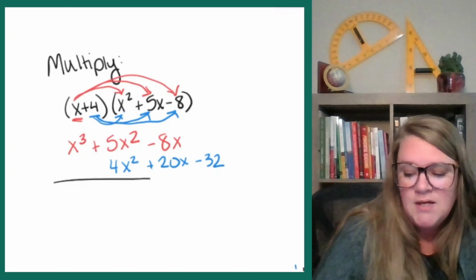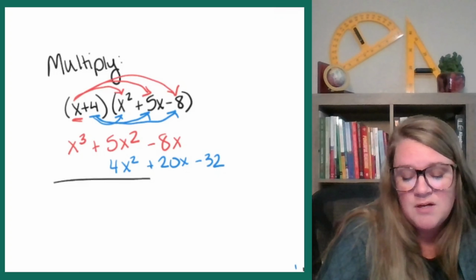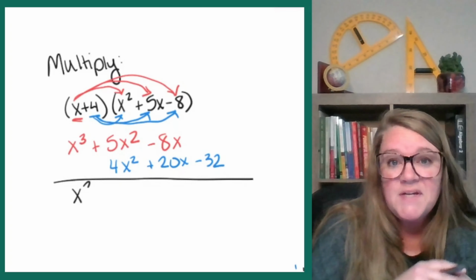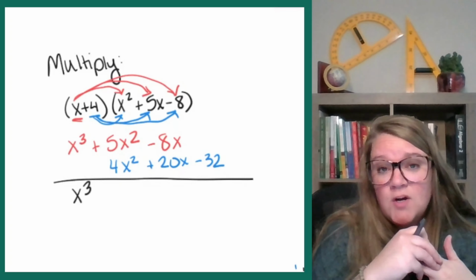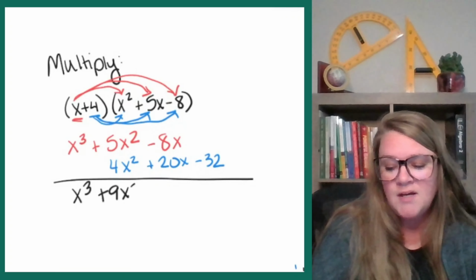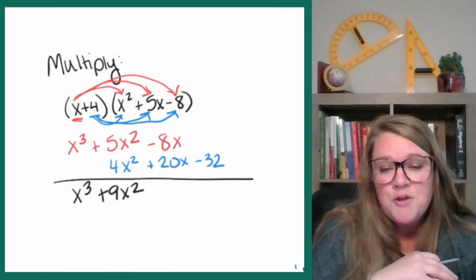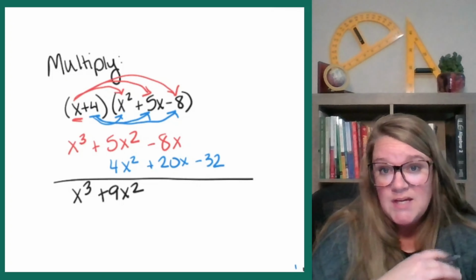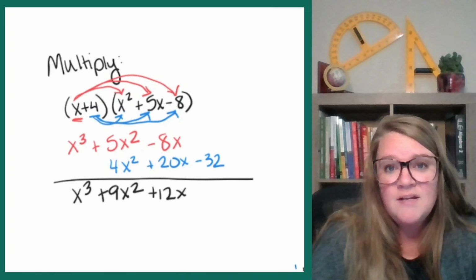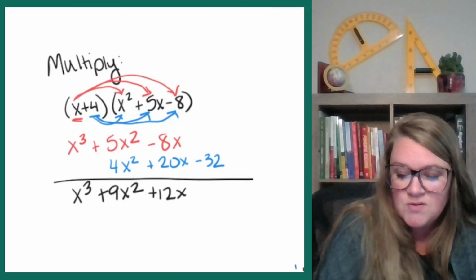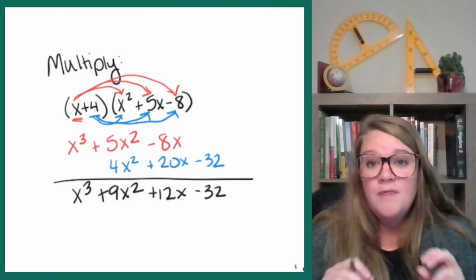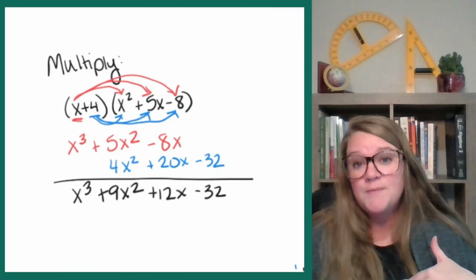So my first column has just an x cubed. That can't be combined with anything, so I'm just going to bring that term down, x to the third power. My second column has a positive 5x squared and a positive 4x squared. If I combine those, I get a positive 9x squared. That'll be my next term. And my third column, negative 8x plus 20x, will give me a positive 12x. And lastly, that negative 32 at the end will just come down because there's nothing to combine it with. So this is my final answer. This is what I get when I multiply those two polynomials, a binomial times a trinomial.